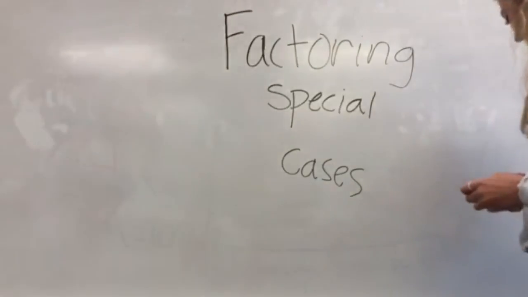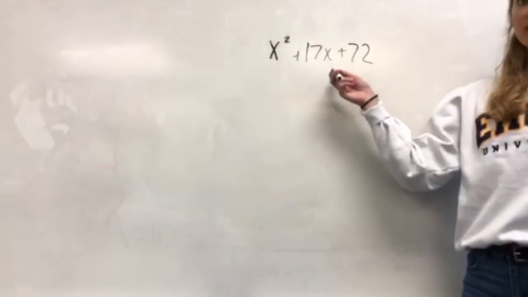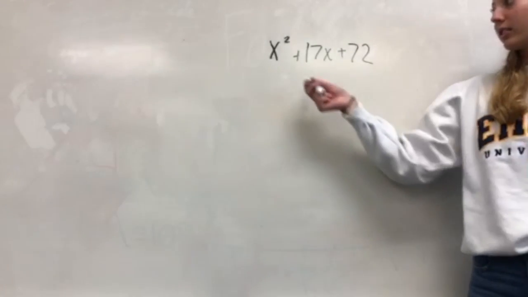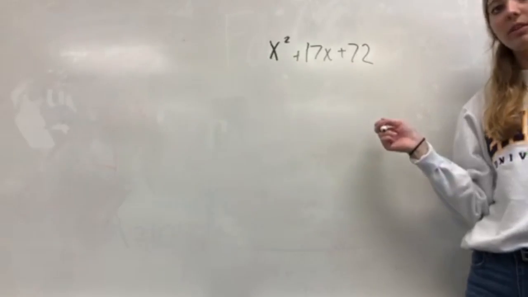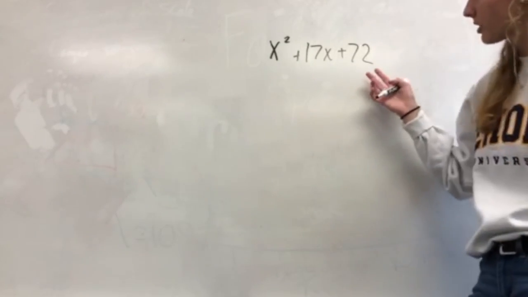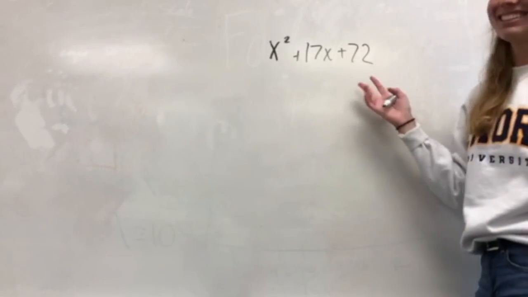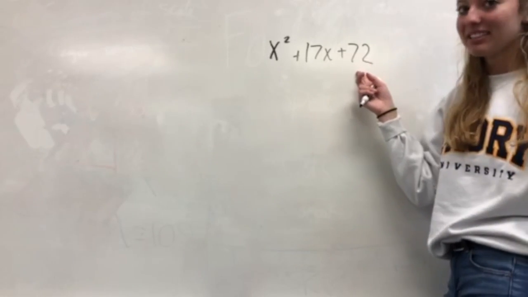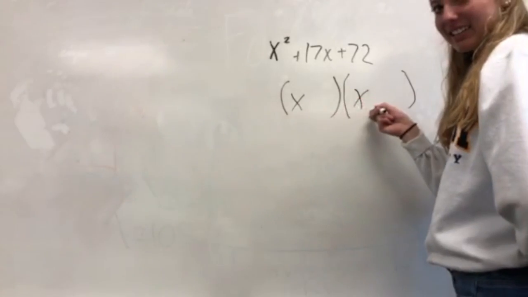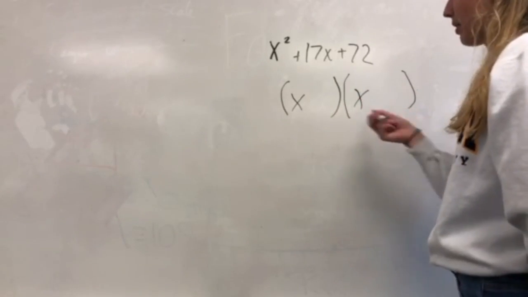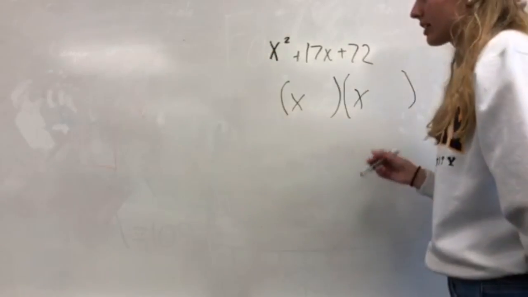Special cases. So we'll start off with some basic factoring problems. The first one is x squared plus 17x plus 72. When we factor, we need two numbers that multiply to 72 and add together to equal 17. Do an x and an x. This is how you start a factoring problem when there's no number in front of x.